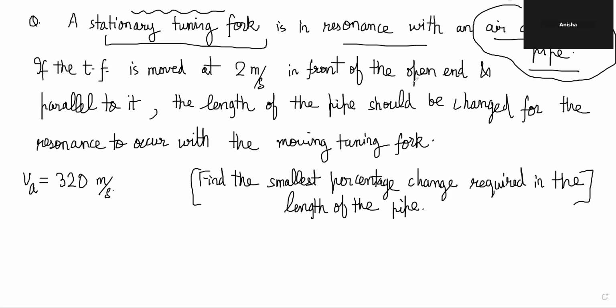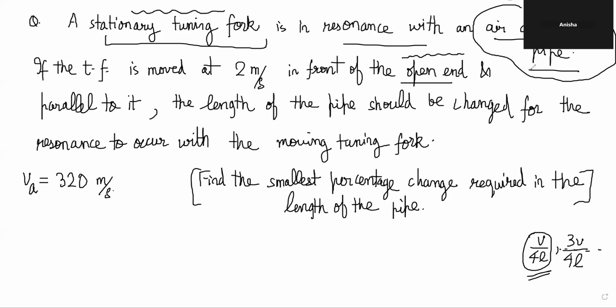Actually, the air column has an open end and a closed end, right? Because they have said open end. If it was open at both ends, they would not have said open end, right? So it will be V by 4L and 3V by 4L and so on, the odd harmonics. The basic one, the smallest frequency, is V by 4L.